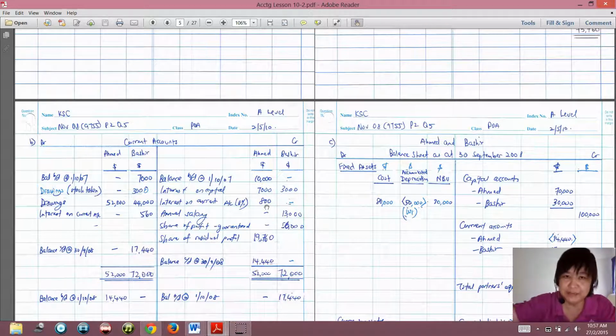so that means we will debit the appropriation account, then credit the current account. Because you see, when you credit the current account, the partner is happy, because we give him the interest of 800, right? Since we haven't paid by cash, we credit it to the current account. Then the salary is also credited to partial's current account. Interest on capital is also credited to their current account, because it is given to the partner.